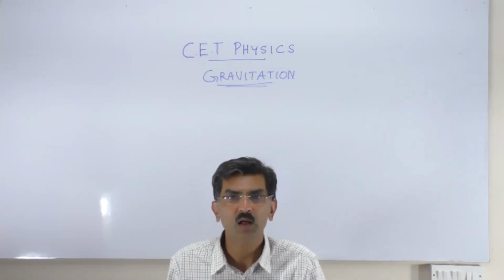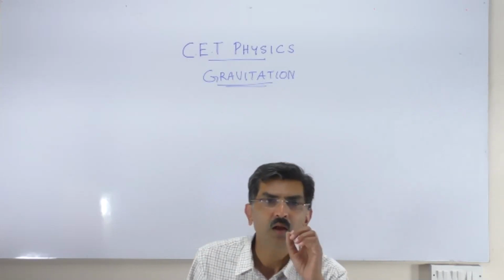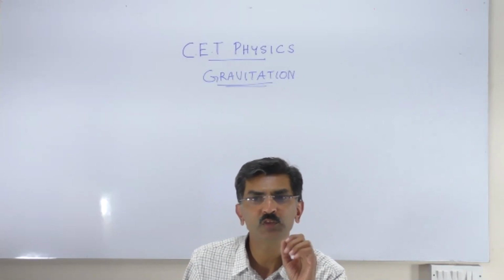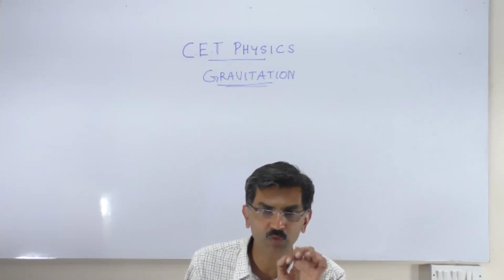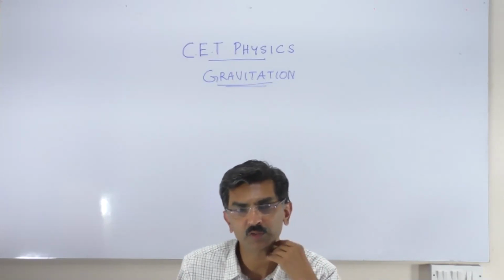Next question in our practice paper, the 10th question is: a projectile is fired vertically upwards from the surface of Earth with speed equal to half the escape velocity. The maximum height reached by the object above the surface of Earth.